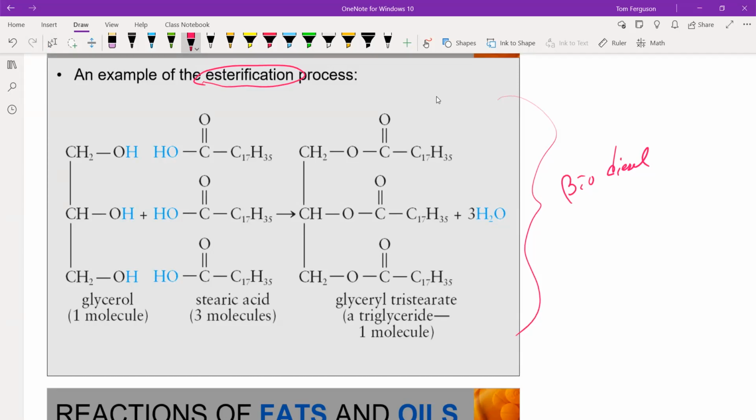The biodiesel versus naturally occurring diesel are not the same. They burn the same, but chemically they're not the same because this is an ester and this is a hydrocarbon.